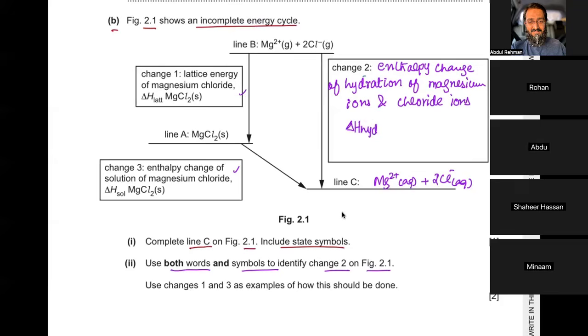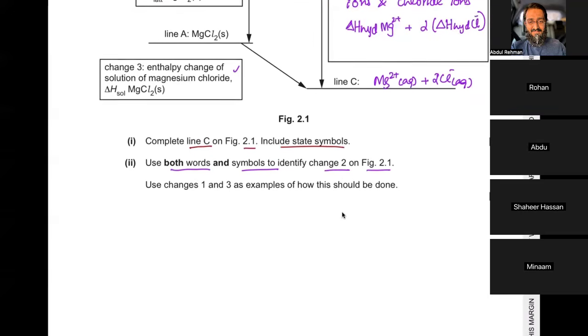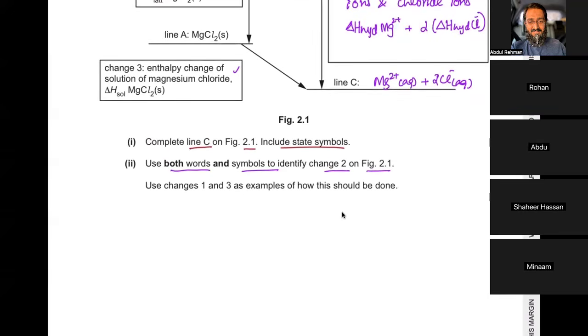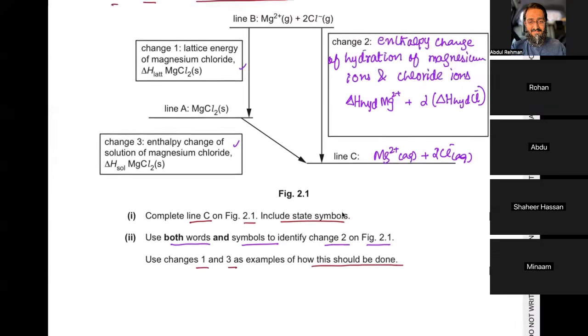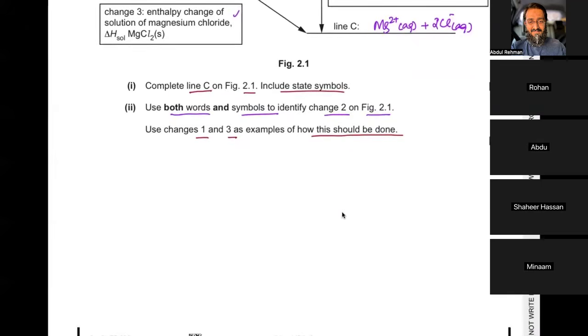No, they haven't mentioned the standard. Mg2 positive and twice of, because there are two chlorides, right? So enthalpy change of hydration of chloride. Now what they are saying, use change 1 and 3 as examples how this. Okay, yeah, so we have used this. We are done with part 2.